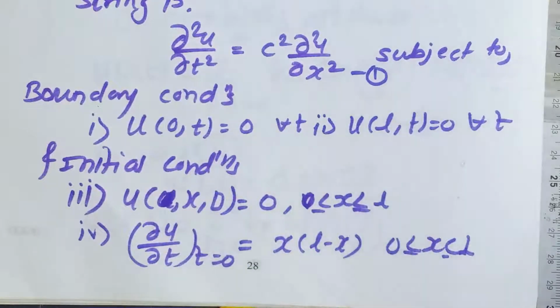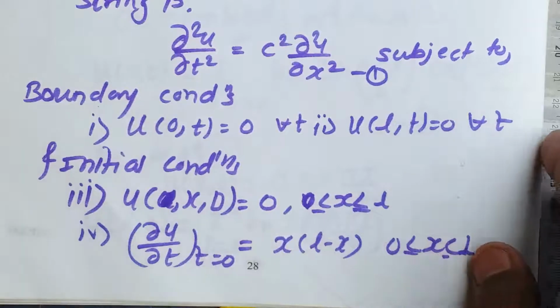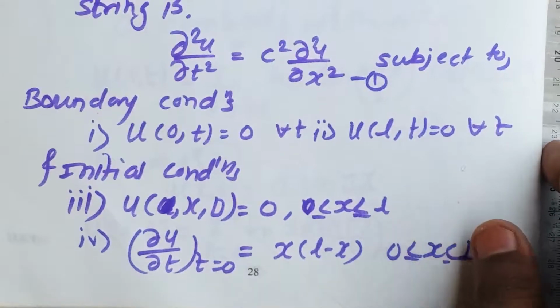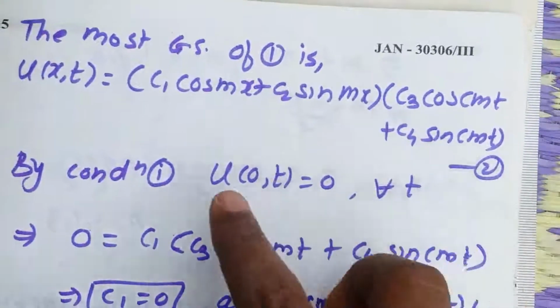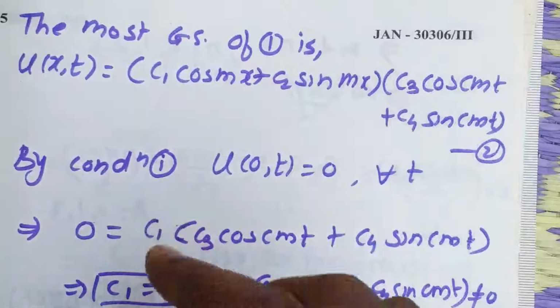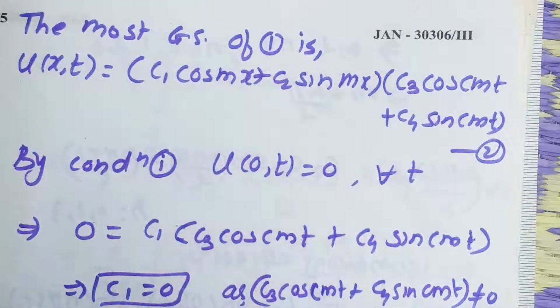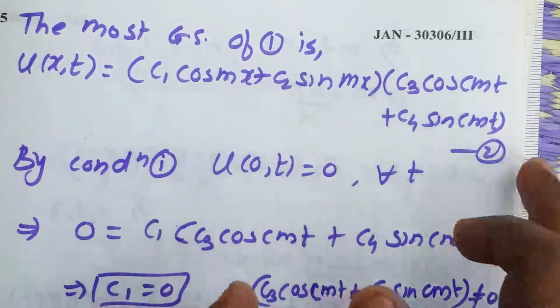In this way we are going to use all four conditions to eliminate all the arbitrary constants from the most general solution. The most general solution of the wave equation is u of x, t equal to c1 cos mx plus c2 sin mx, into another bracket, c3 cos cmt plus c4 sin cmt. Let us give this equation number 2.